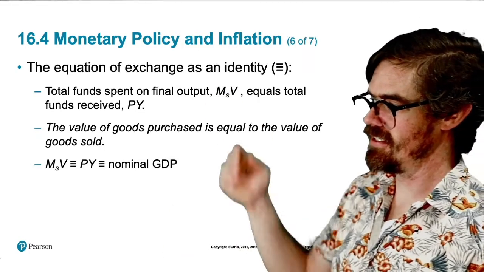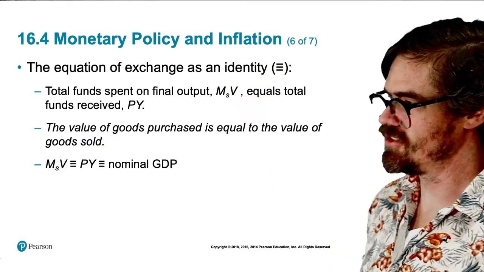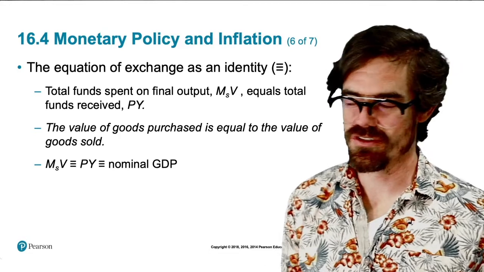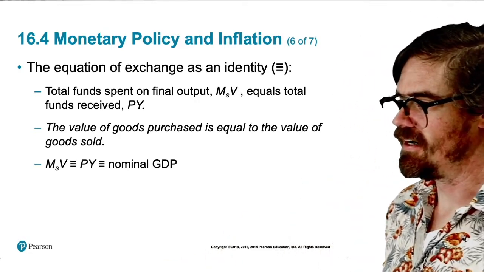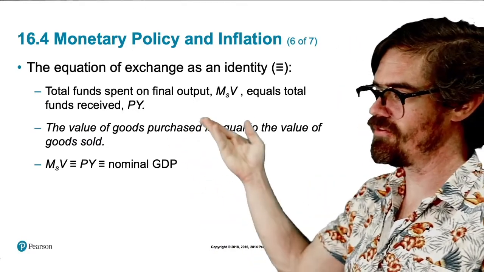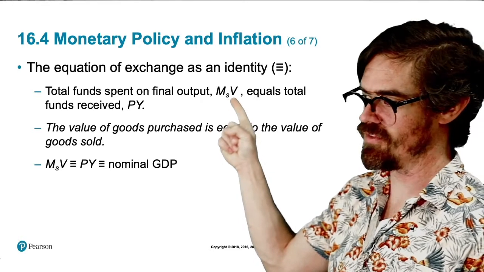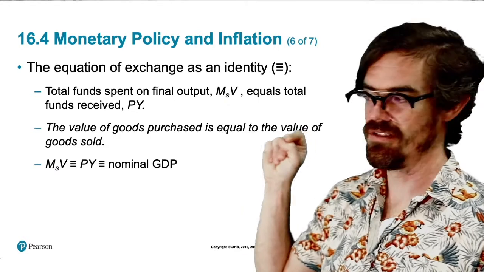All right, like I said, this is an identity, which is why it has 3 bars instead of just 2. It means a bit more than just equals. It's equal because of how these things are defined. And so basically what this equation is telling us is that the total funds spent on output, which is money supply times velocity, right? This is the total amount of money spent on output, right?